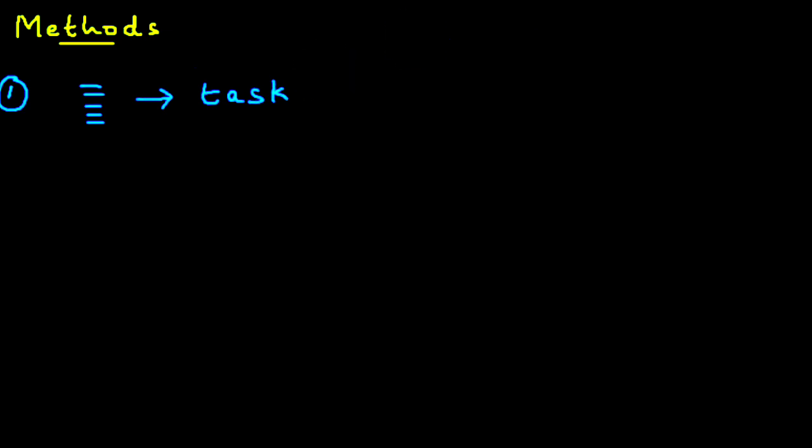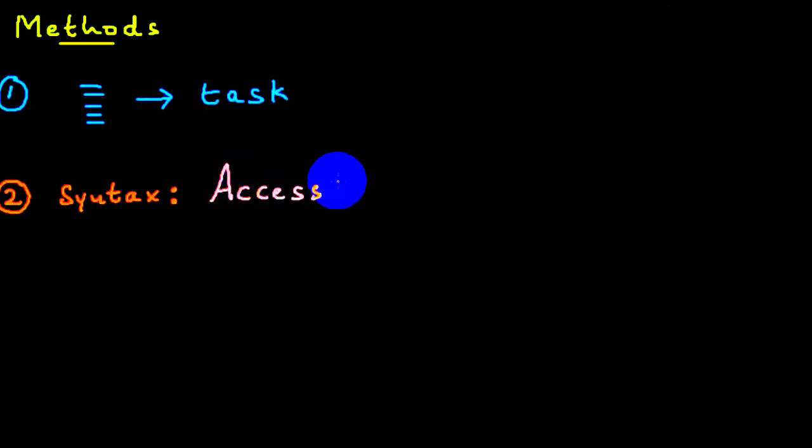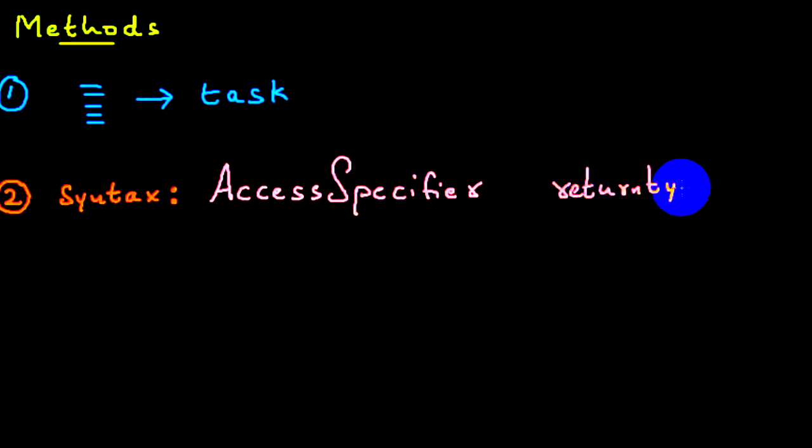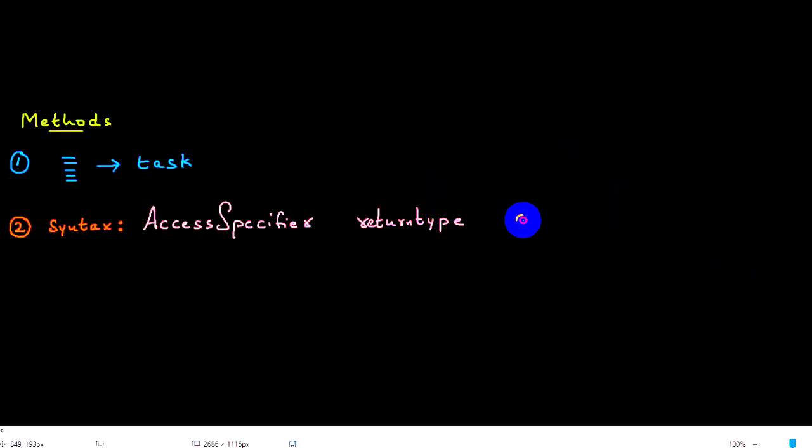Now, we need to understand something called syntax. Sir, how does a method look? The first parameter is always the access specifier. We need to specify the access specifier, followed by the return type. Then we specify the method name, open parenthesis, close, and open curly braces, close. This is the scope of the method, and I have to write the set of instructions over there.